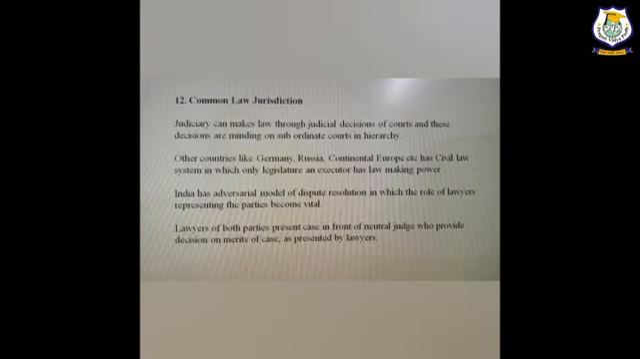12th is common law jurisdiction. The judiciary can make law through judicial decisions of courts, and these decisions are binding on subordinate courts in the hierarchy. Other countries like Germany, Russia, continental Europe, etc., have a civil law system in which only the legislature and executive have law-making power.